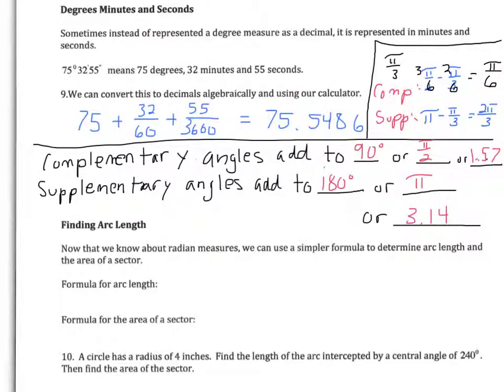And then for our supplementary, we want to do pi minus pi over 3, and our supplementary angle would be 2 pi over 3.